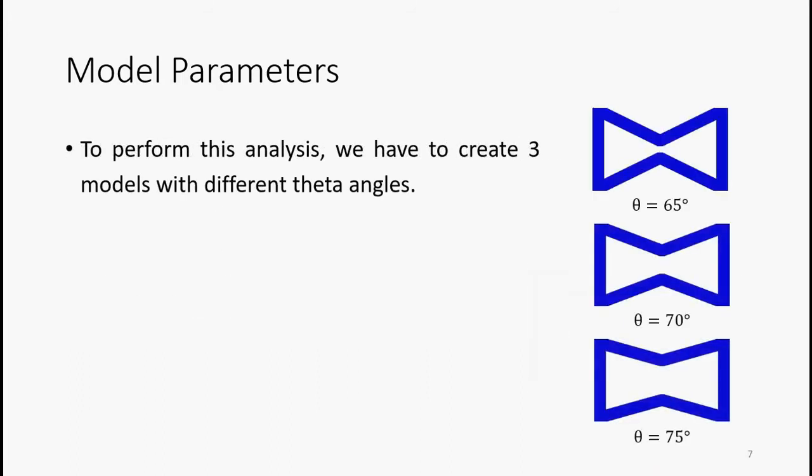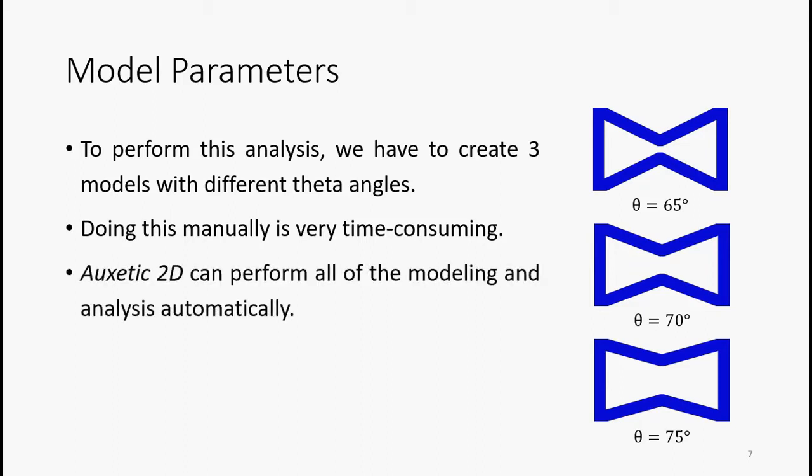Now, to perform this analysis, we have to create 3 models with different theta angles. And this is very time consuming. It can take at least half an hour to model, and then the analysis will have to be performed, and finally we have to post-process the results to determine the resulting Poisson's ratio for each model. But Auxetic 2D can perform all of the modeling and analysis automatically. Let's see how it works.